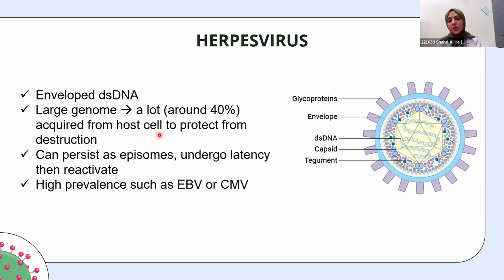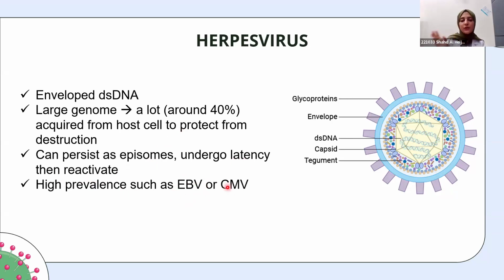We said which one undergoes latency in the trigeminal ganglion, which virus? Okay. We said HSV1, herpes simplex 1, undergoes latency by forming episomes in the trigeminal ganglion, and HSV1 is under herpes virus. Herpes virus can persist as episomes, undergo latency, and get reactivated later on due to environmental factors, cytokines, hormones, and so on. And they're in high prevalence, they're common, such as EBV or CMV.